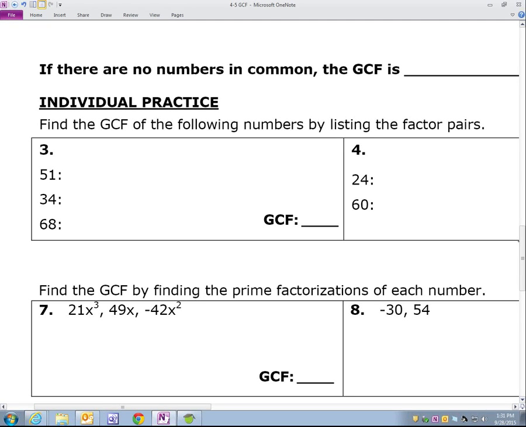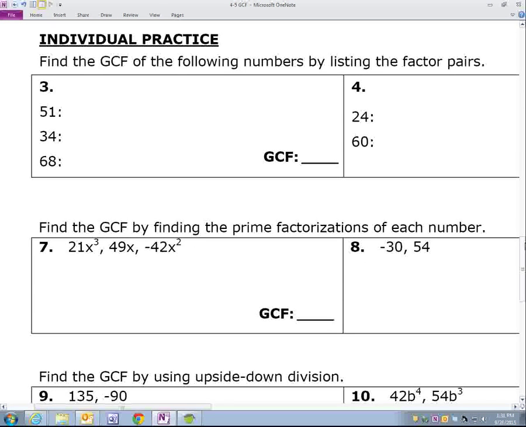We're going to do GCF of the following numbers by listing factor pairs. I want you to do this. I'm going to do this as you do this. So if you're drawing a blank, then you can look up here. But if not, go ahead and go with it. This is in your head. 3 times.